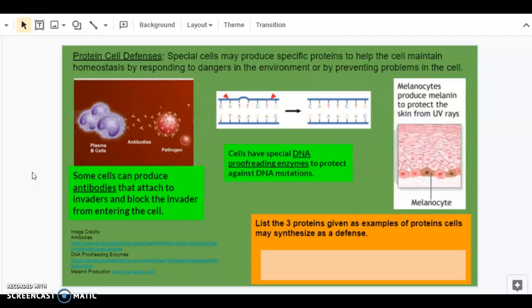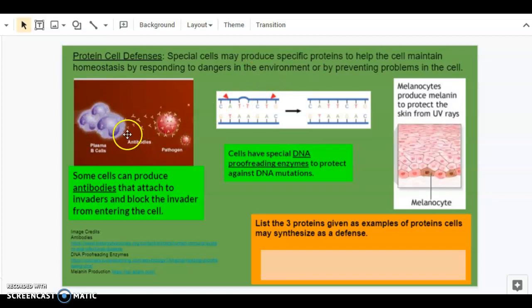Some additional examples highlight how important proteins are to our cells' defenses against changes in the environment. Proteins are essential for cell work. Here are some specific examples of how they help maintain homeostasis in the cell by responding to dangers in the environment or preventing problems. B cells are a white blood cell that produce antibodies.